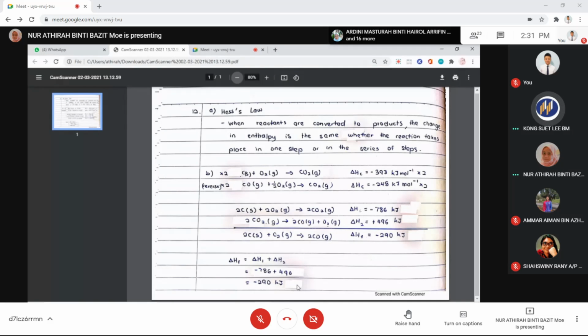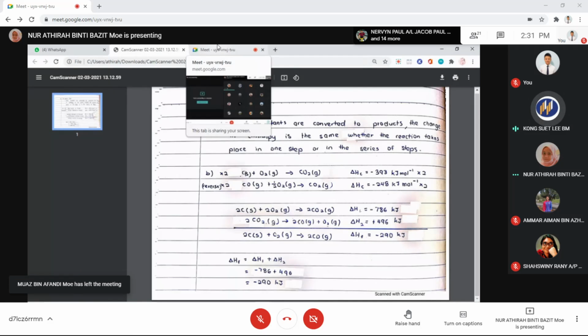Okay, very good. Madam just wants to make some correction. For the last one, it is not enthalpy of formation, it is enthalpy of reaction. Her working is all good, just the last part. Okay, madam, share a bit.